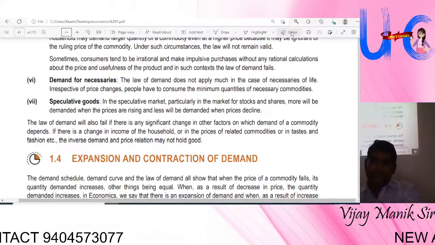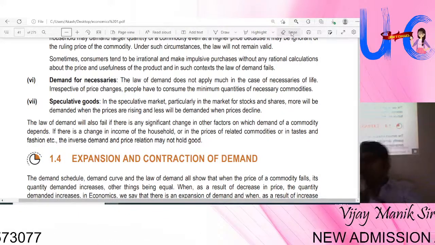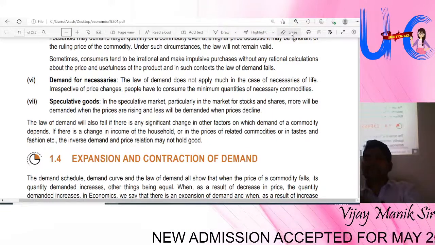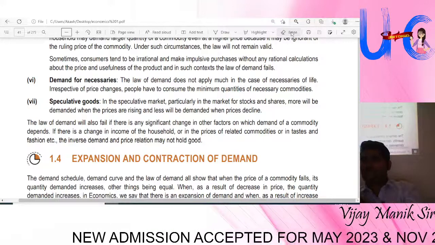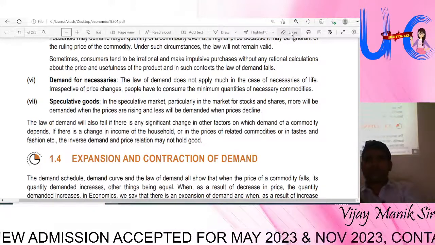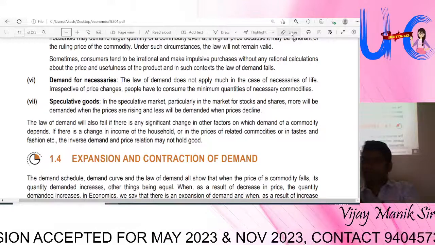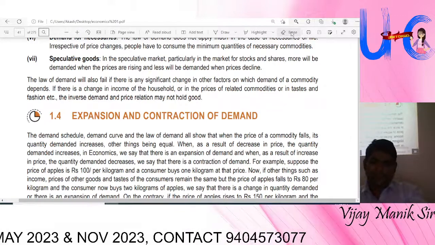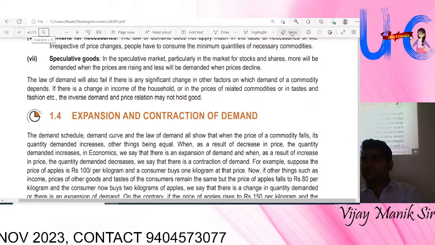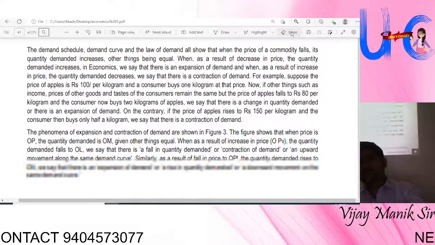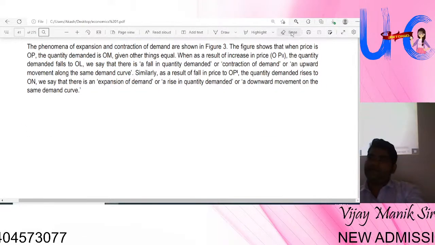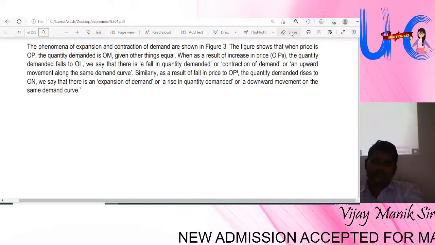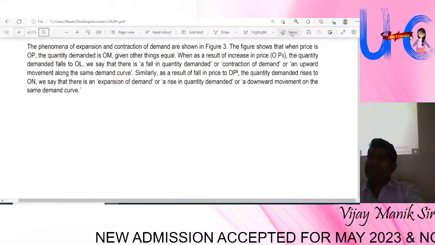Demand for speculative goods is very simple, you know very well. Which are the goods? Shares, stocks, these are speculative goods. Understand. Expansion and contraction of demand, it's very simple, the subtopic is also given here. Increase of what? Increase of demand, decrease of demand. That is expansion and contraction of demand.